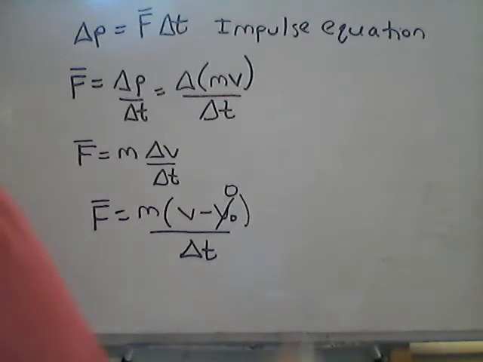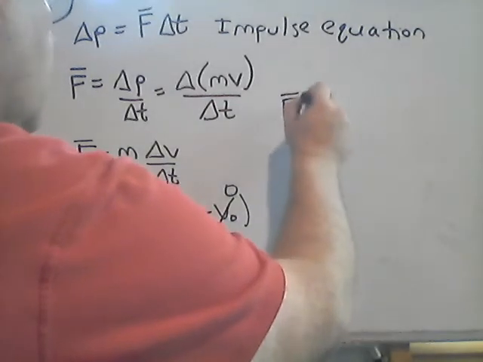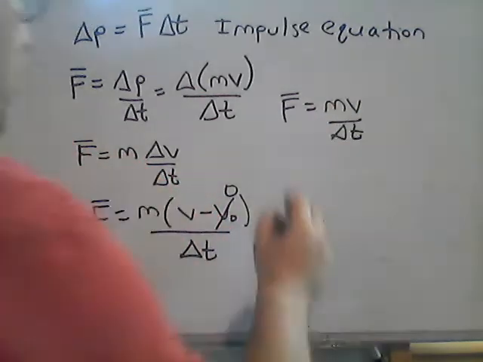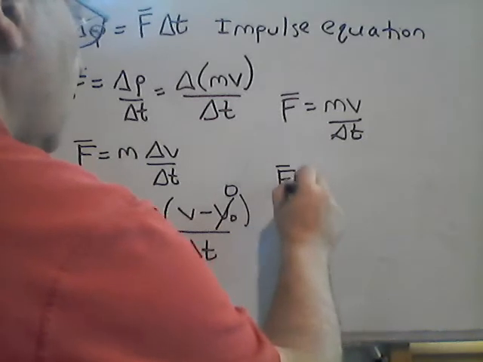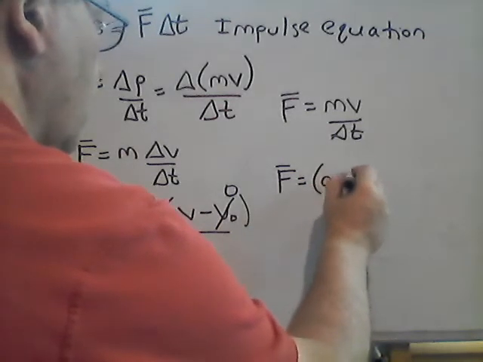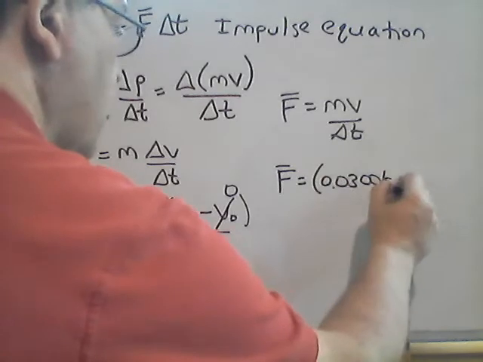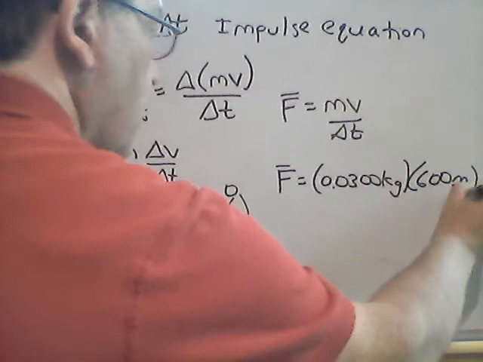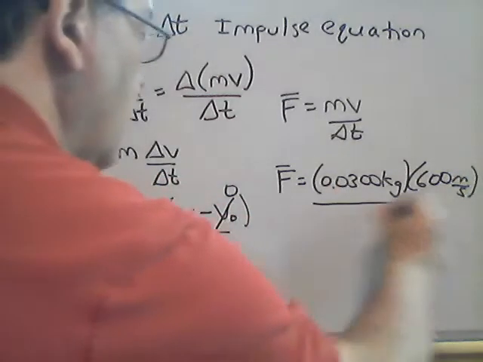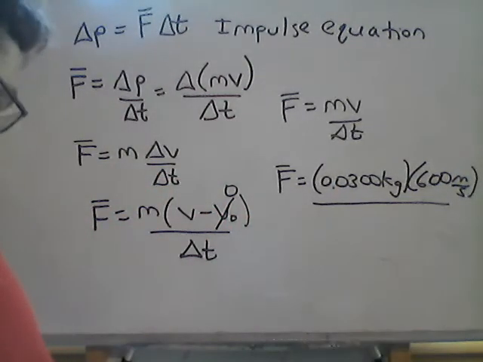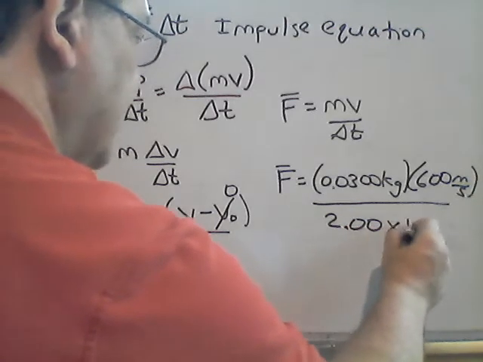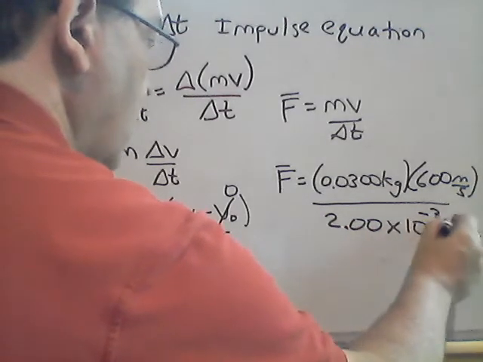So what's it going to be? Well, my average force at this point is mv over delta t. My average force is the mass of the bullet, 0.0300 kilograms times 600 meters per second, divided by the small amount of time. Again, you want to write in SI. You don't just want to write 2.00. You want 2.00 milliseconds, right? So times 10 to the negative 3 seconds.